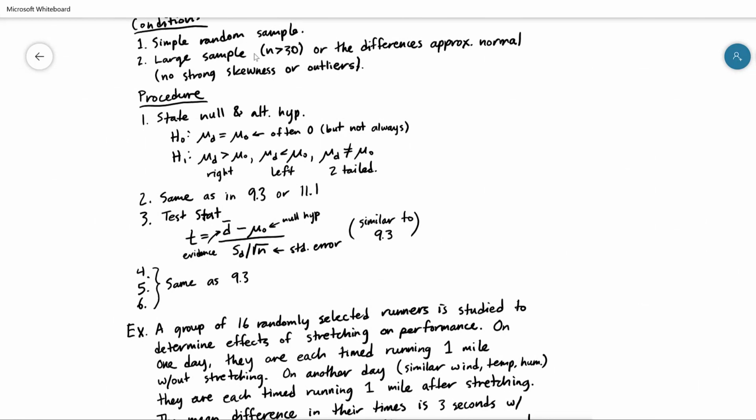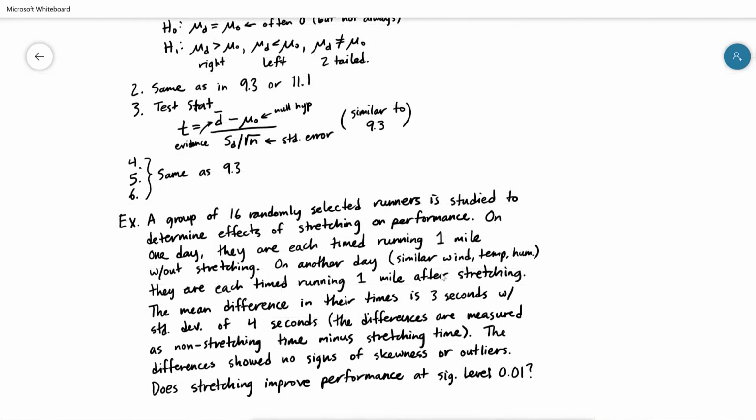The difference is if we don't have a large sample, we can still proceed as long as the differences are approximately normal, meaning that they don't show any strong skewness or outliers. And that's why this entire sentence down here was necessary. We needed that sentence to indicate, because we had a small sample size of only 16, that at least the results that we got looked approximately normal. So that's why that sentence wound up being necessary. So let me delete that. Okay, so we've met the conditions, and we've taken into account why this sentence was necessary.